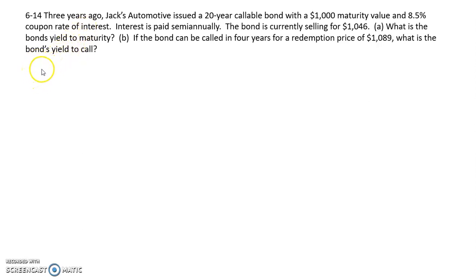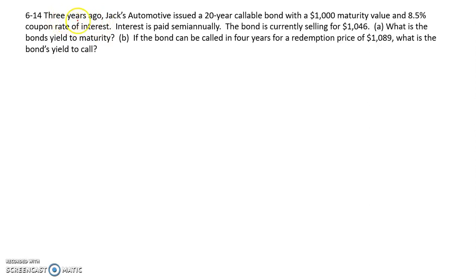Okay, this is CFIN6, Chapter 6, Problem 14. In this problem, we're going to do a yield to maturity, and then we're going to do a yield to call. What that means is the bond can be called by the issuer prior to maturity. This is a very common feature on municipal bonds, less so on corporate bonds. Treasury bonds, in the vast majority of cases, are non-callable. But occasionally we do have to deal with callable bonds.